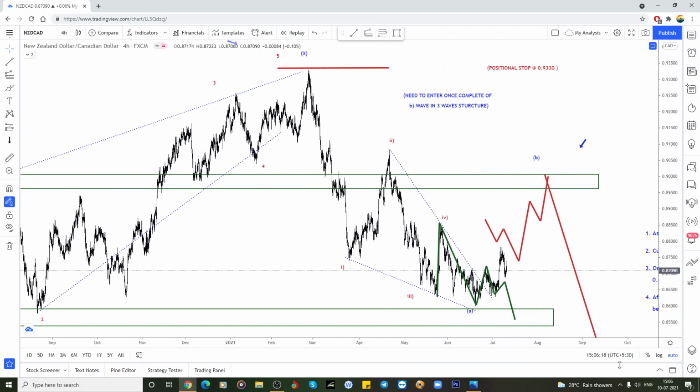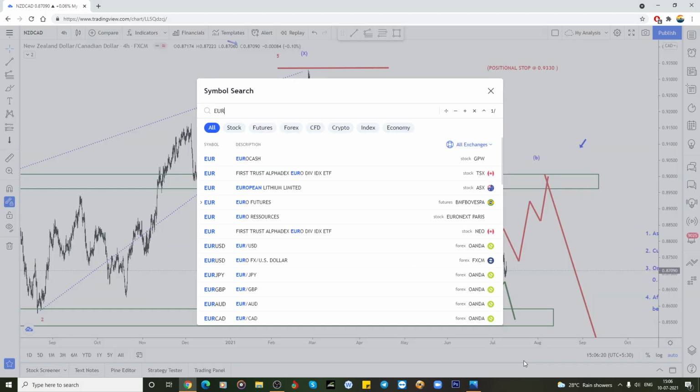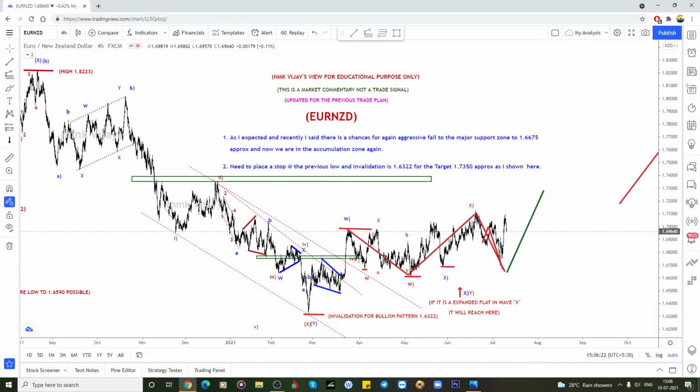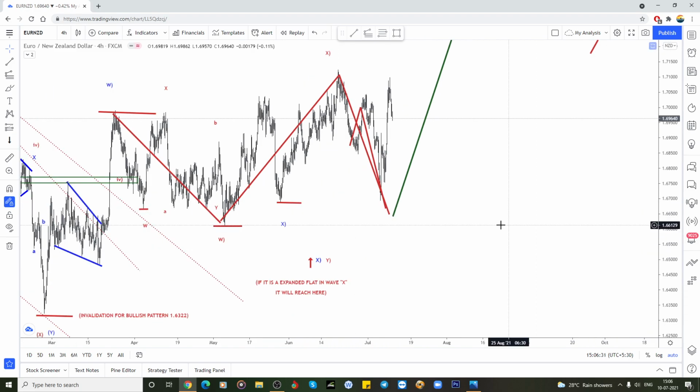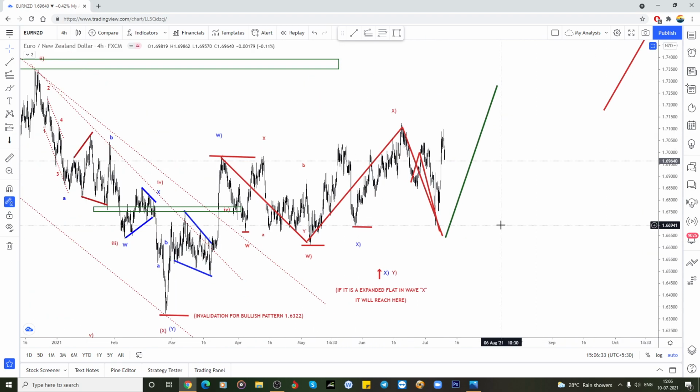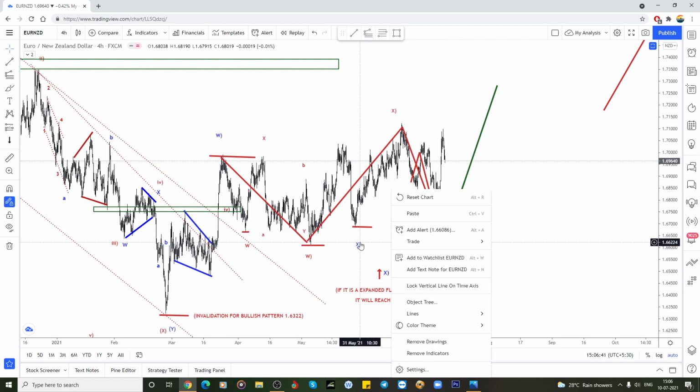So next we will move on to Euro New Zealand. That is also an excellent trade. I already entered and I got that exact low here, and I have already shared my view, my YouTube link also, last week. What I said, exactly the same happened. So this is a W, this is an X, this is a Y. It's the completion of that X in a running flat.